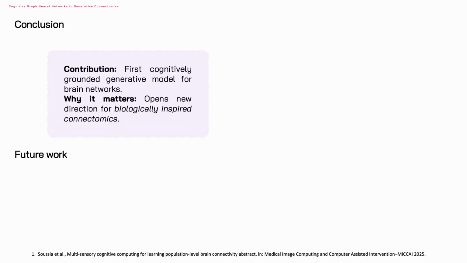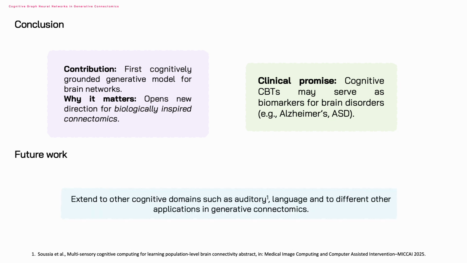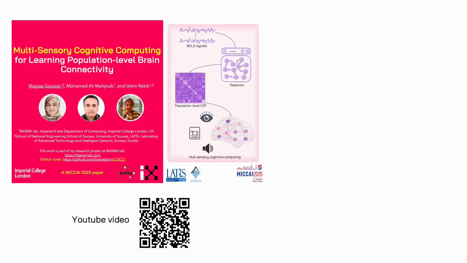To conclude, we propose the first cognitively grounded generative model for brain networks, which opens a new direction for biologically inspired connectomics. Clinically, the cognitive CBT may serve as biomarkers for brain disorders such as Alzheimer's and ASD. For future work, we aim to extend to other cognitive domains such as auditory and language, and to different other applications in generative connectomics.